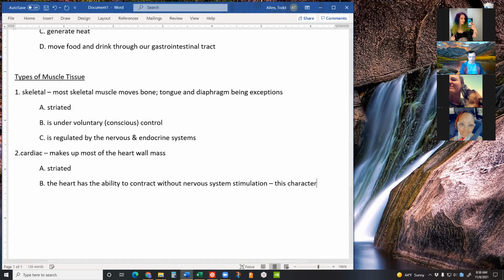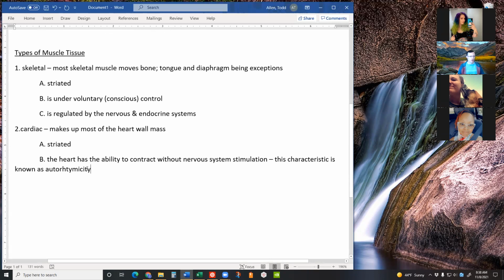This characteristic is known as autorhythmicity, right? That's a big word there, autorhythmicity. You'll learn more about that in AMP2. In AMP2, you're going to do a whole chapter on cardiovascular circulation.